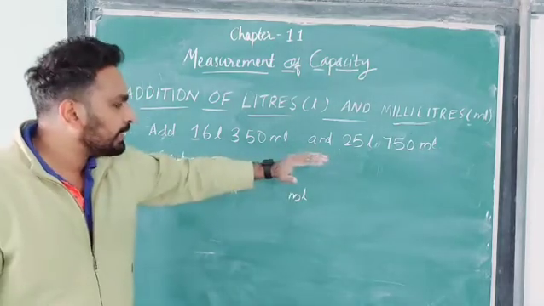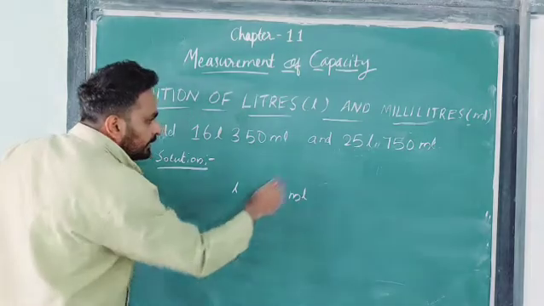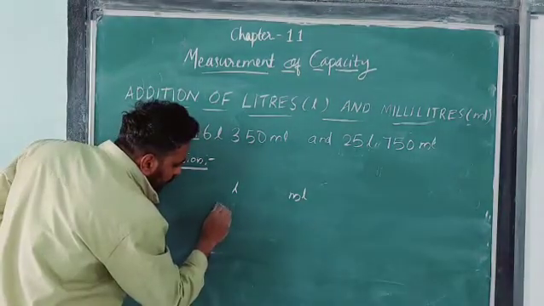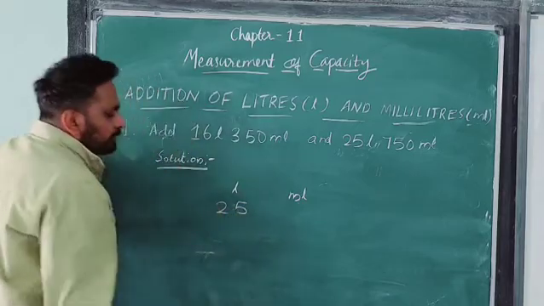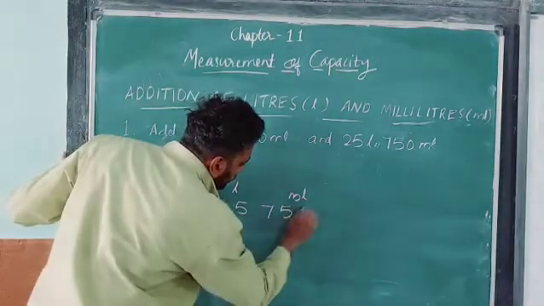Here you can see clearly. First we are going to write 25 liter and 750 milliliter. Why? Because that is the bigger number here. 25 liters, 750 milliliters.